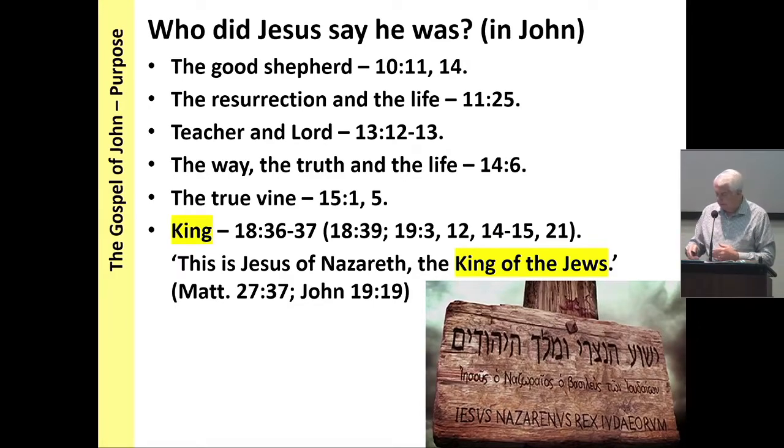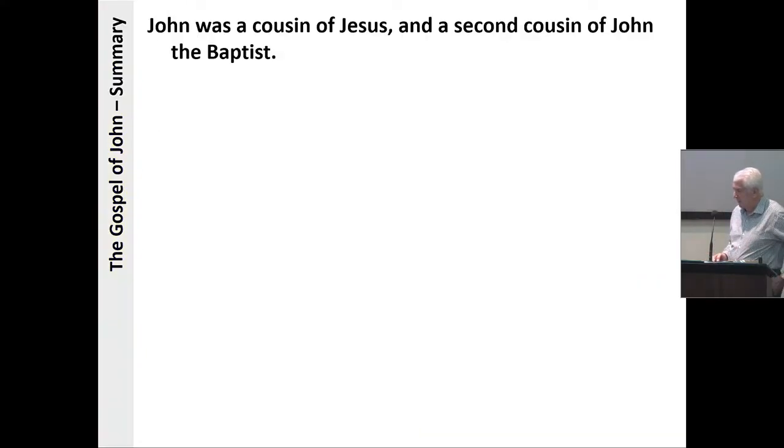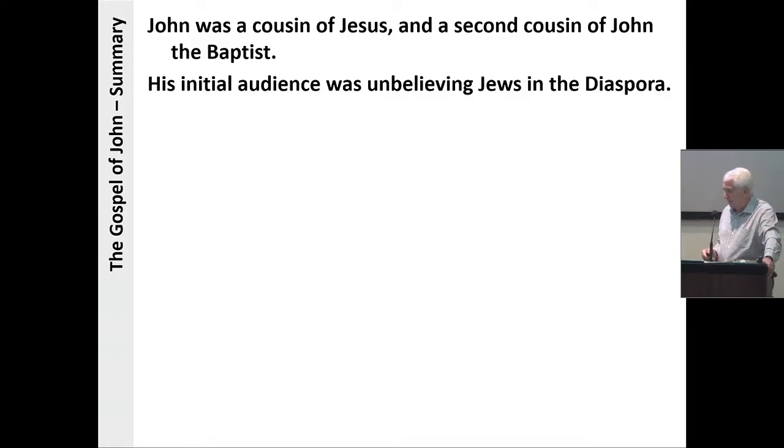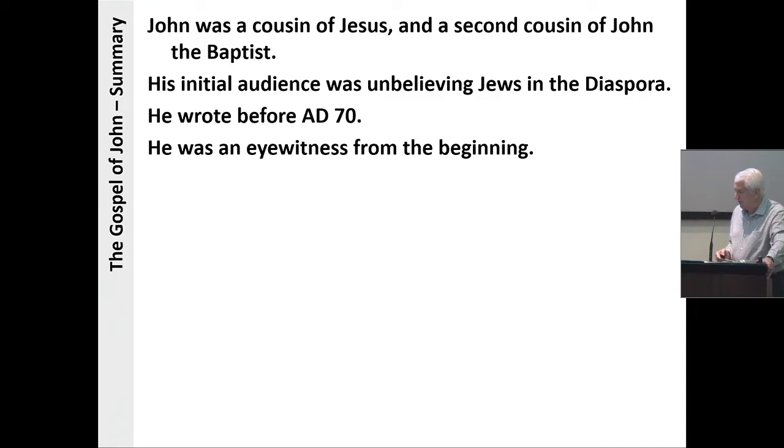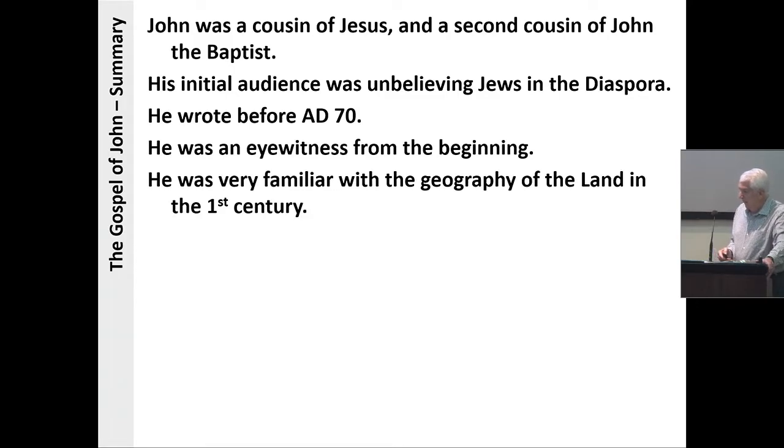So very quickly, a whole summary of both nights. John was a cousin of Jesus, second cousin of John the Baptist. His initial audience was unbelieving Jews in the diaspora. He wrote before AD 70. He was an eyewitness from the beginning. He was very familiar with the geography of the land in the first century.